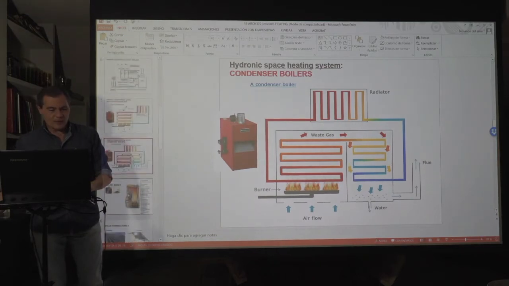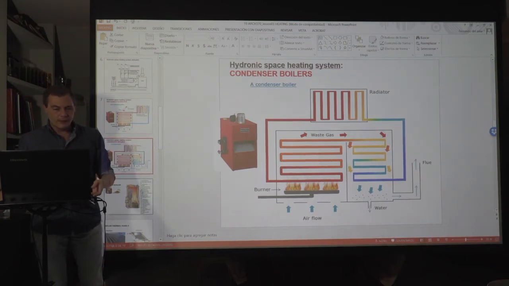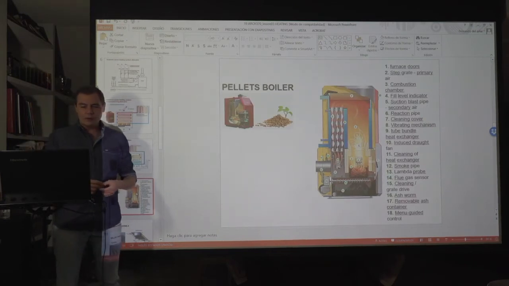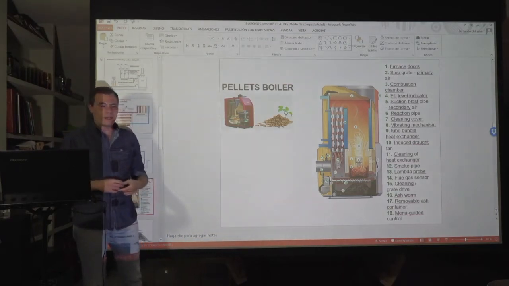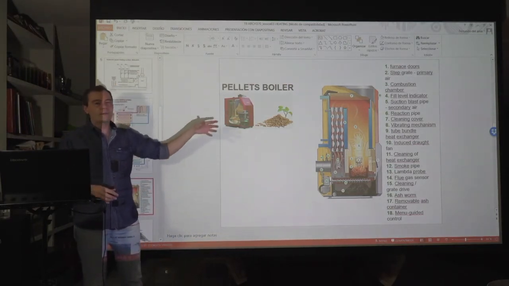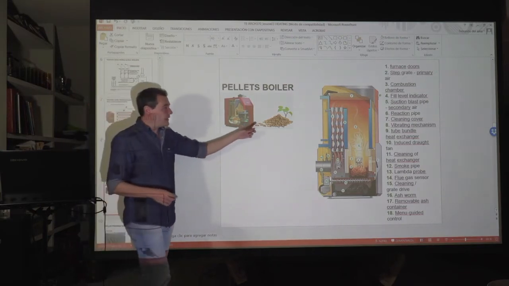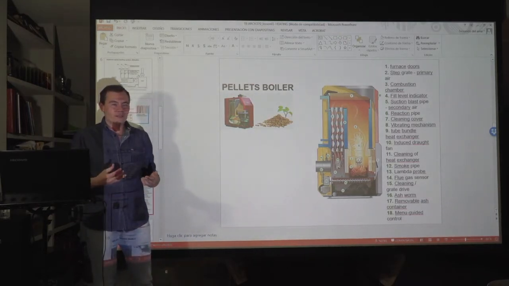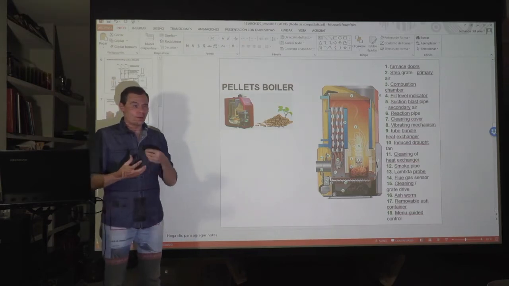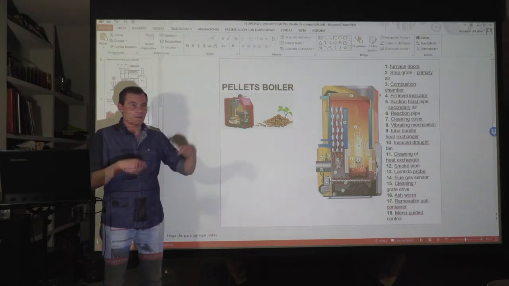Okay, the second option. So the first option is a gas boiler, and if I had to decide, it should be a condenser boiler. The second option is a pellets boiler. I'm sure you're familiar with these pellets. In every gas station you can buy these kind of things, and there are a lot of people with these kind of boilers at home. Well, pellets are wood, so it's not different. But it's not raw wood, so it's not the wood that we take from the forest, tree branches or whatever.